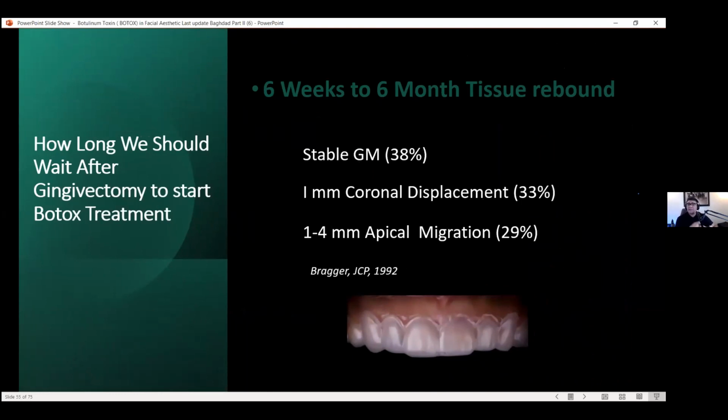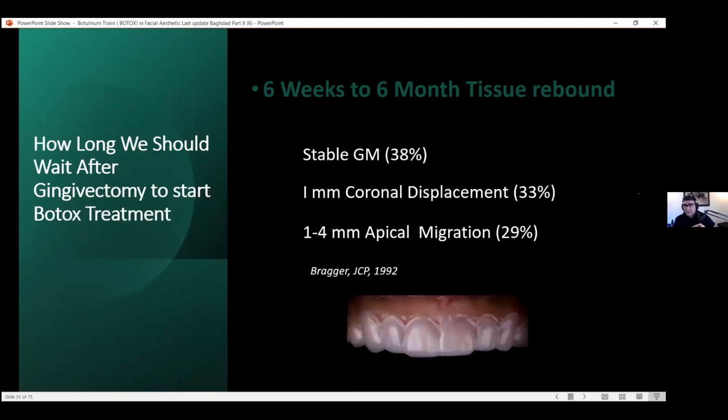Of course, once we have determined the evaluation, the examination and the estimation, I have now to put my plan to treat the gingivectomy, to treat the gummy smile. And when I have to inject, because I'm focusing now on the Botox or botulinum toxins.